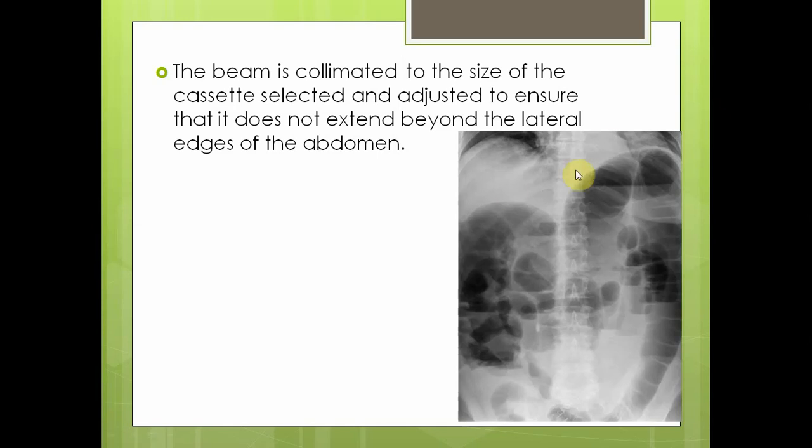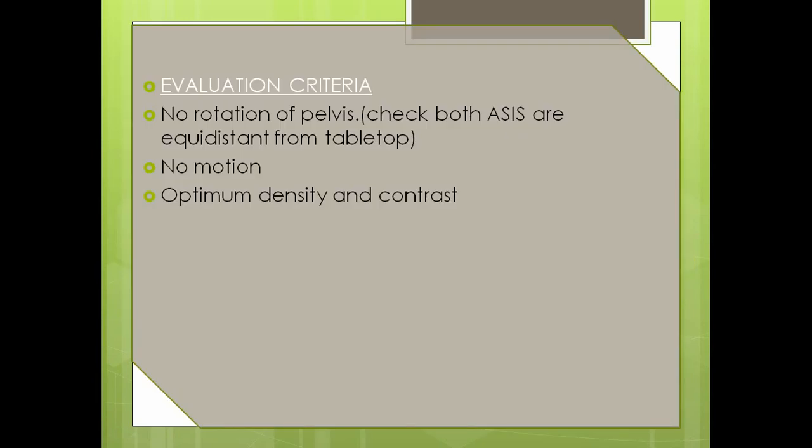See, now you can see this is the abdomen. The upper part is correct at the level, but at the side you can see the abdomen is not included in the cassette. So it means collimation: you have to check the proper collimation and see that the cassette is properly placed. Most people make this mistake frequently when they take an abdomen radiography.